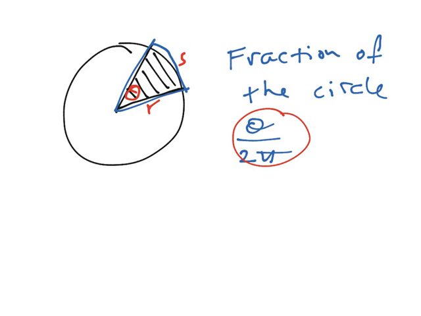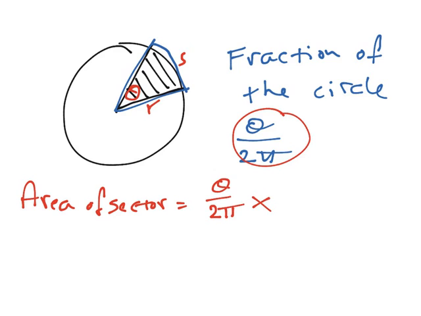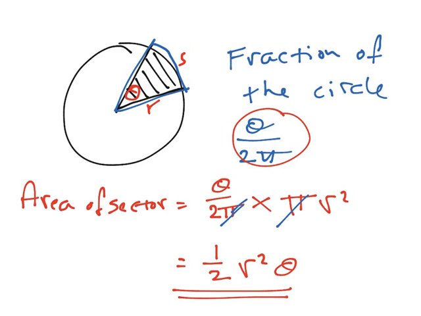So the area of the sector is equal to that times the area of the circle, and the area of the circle we should know is pi r squared. So by doing a bit of cancellation, we can cancel out the pi there, and we basically get theta r squared over 2, but we tend to write it as a half r squared theta, and that's the area of the sector which has angle size theta.